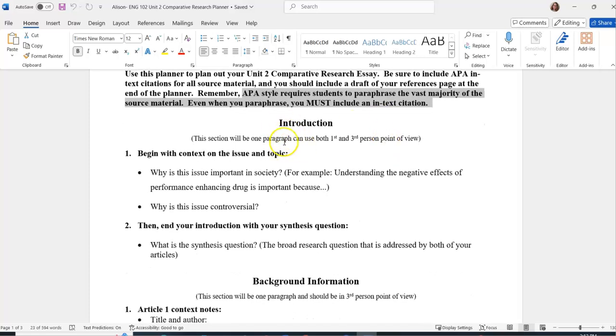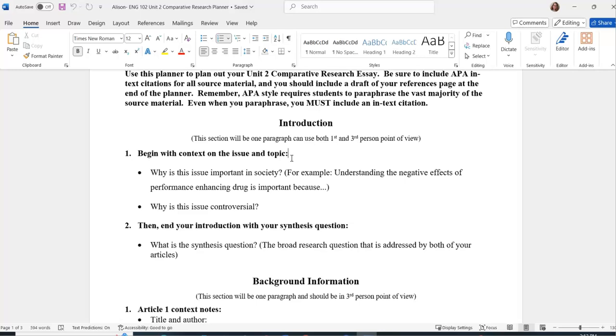In the introduction, you can use both first and third person point of view. But again, you're going to begin with some context here. So why is this issue important in society? And why is this issue controversial?